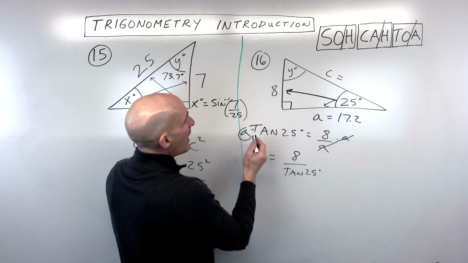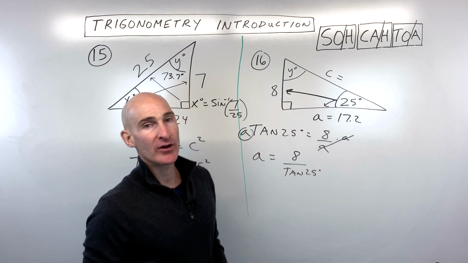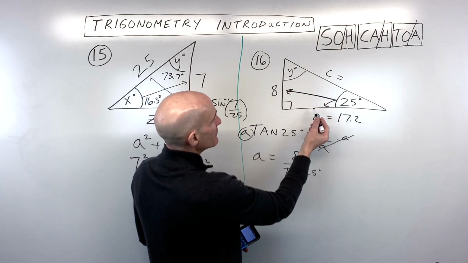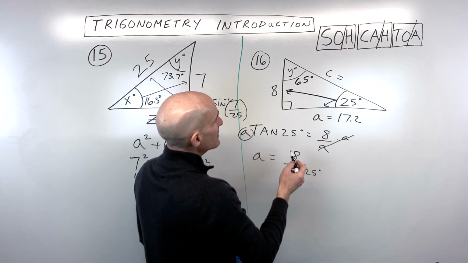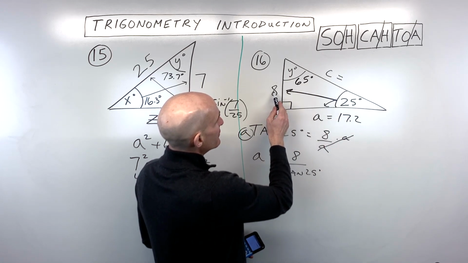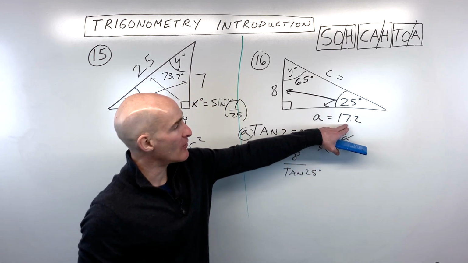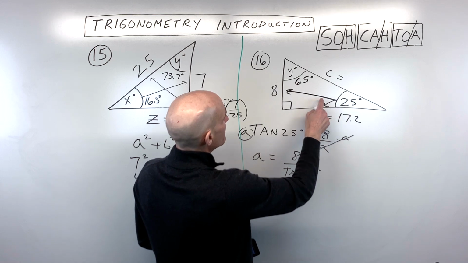And now angle y, this one's pretty easy because we already have these two angles. We could add them up and subtract from 180, or the two acute angles add up to 90, so 90 minus 25 is going to be 65 degrees. And now I could do the Pythagorean theorem, a squared plus b squared equals c squared, and find that hypotenuse, but this is a rounded number. So I'm going to go back to the original numbers, which are the 25 and the 8.